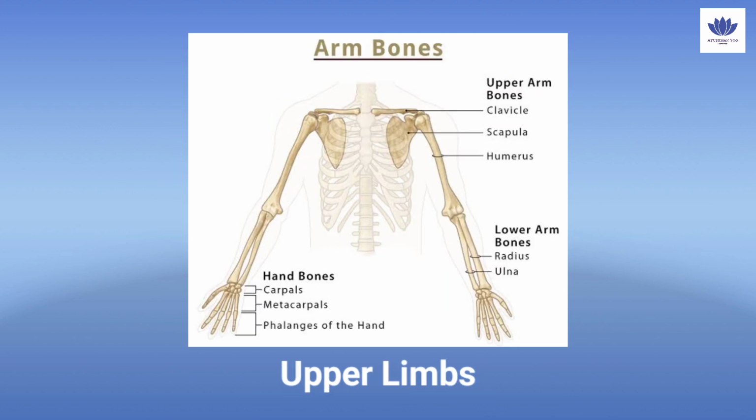Now the upper limbs. The upper limbs are arms, forearms and hands. The arm bone is called the humerus bone. In the forearm there are 2 bones, ulna and radius. And now the wrist is made up of 8 short bones called carpals. Palms are made of 5 bones which are called metacarpals, and finger bones are called phalanges, which are 14.